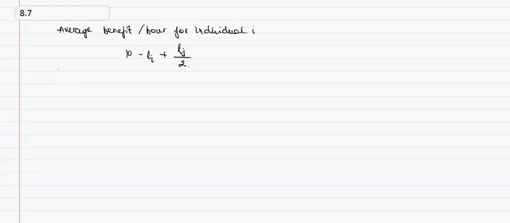Alright, so we will be doing question 8.7 now. Question 8.7 is the return to the game with the two neighbors in problem 8.5. So again, we have an average.